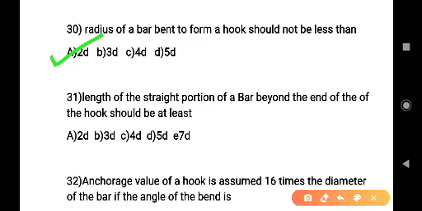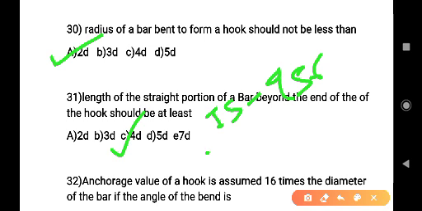Question number 31. Length of straight portion of a bar beyond the end of the hook should be at least 2d, 3d, 4d, 5d, 7d. This value is 4d. Option C is correct, according to IS 456, clause number 26.2.2.2. So right answer is option C, 4d.